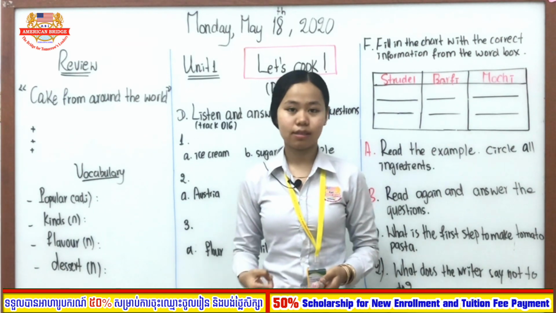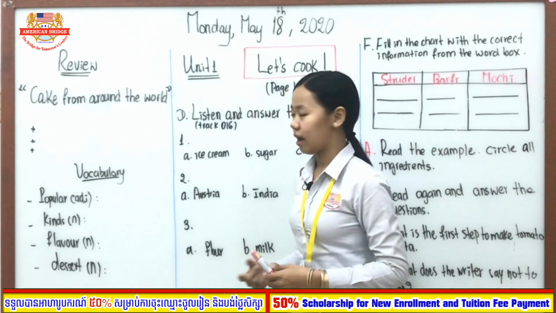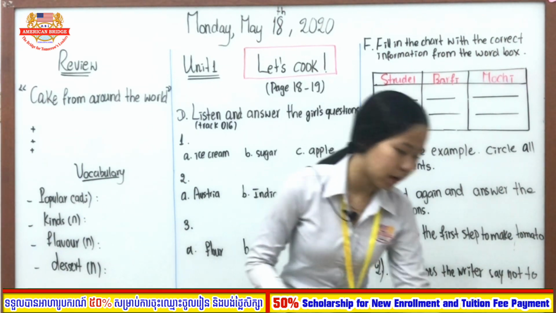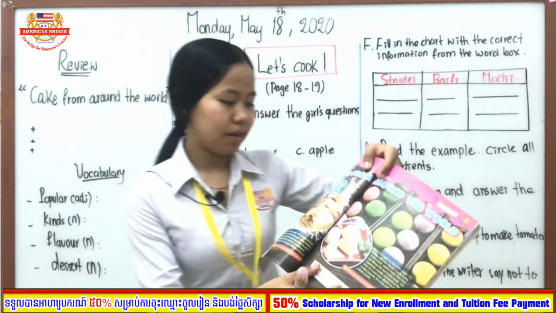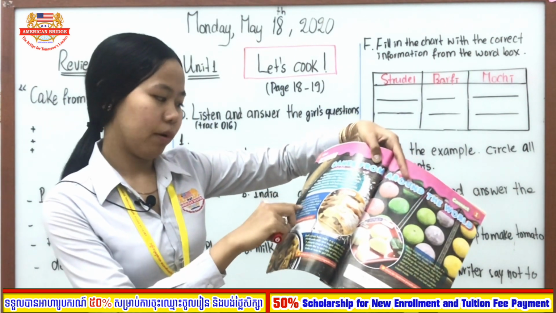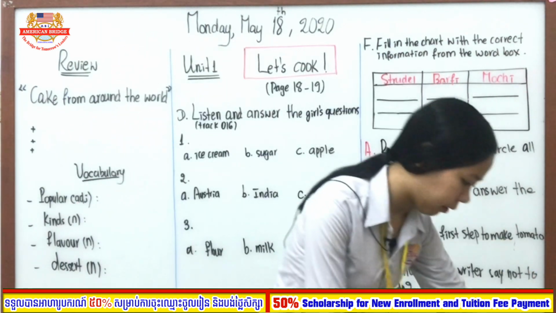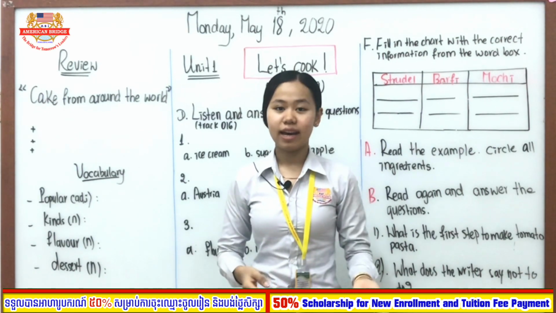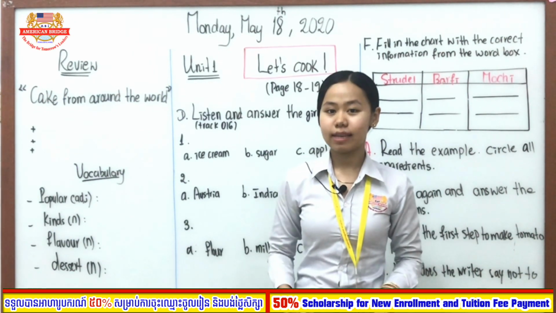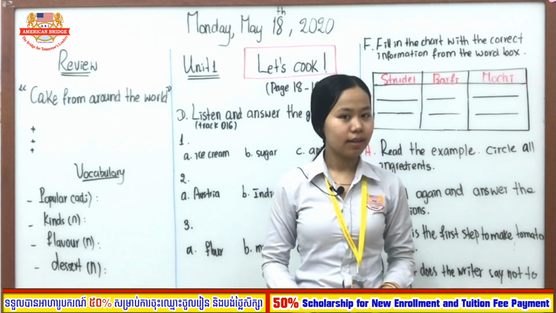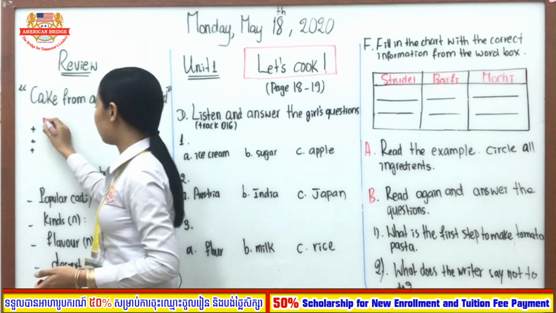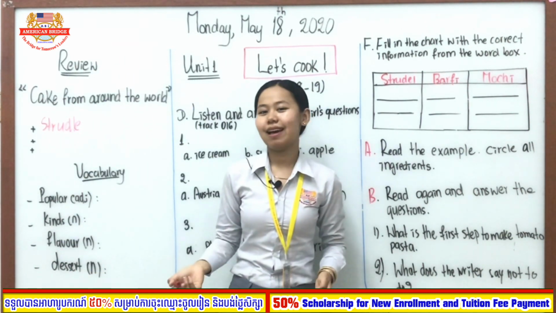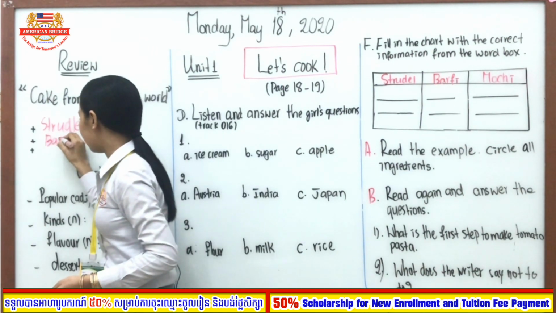There are three cakes. The first cake comes from, yes, where? You can open your book here and review. For example, what is the name of the first cake? Yes, strudel, right? Strudel comes from Austria. So the first cake we learned is strudel. And the second cake? Yes, Barfi.